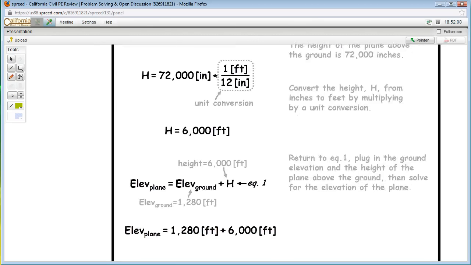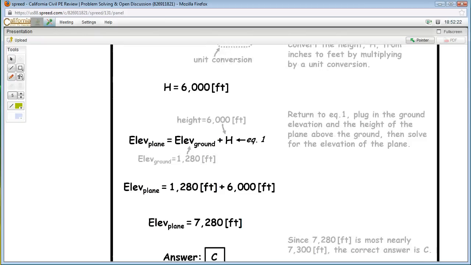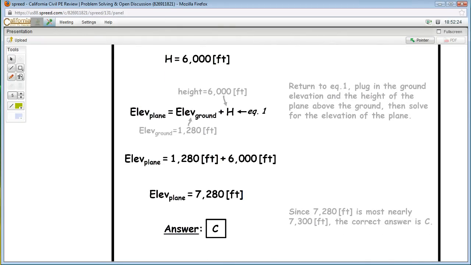And he comes up with a flight height of a very reasonable 6,000, but he has to add that on to the difference between mean sea level, or his horizontal datum, and his mean terrain, which was given as 1280. So he adds that on, and there he is with his elevation, 7280.